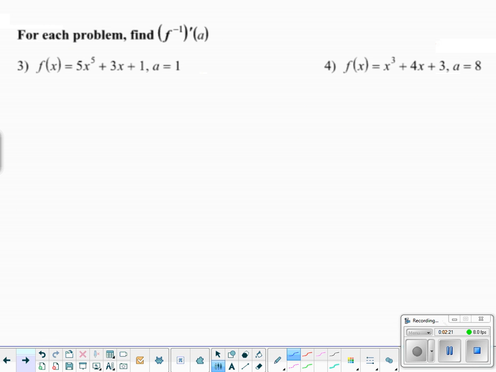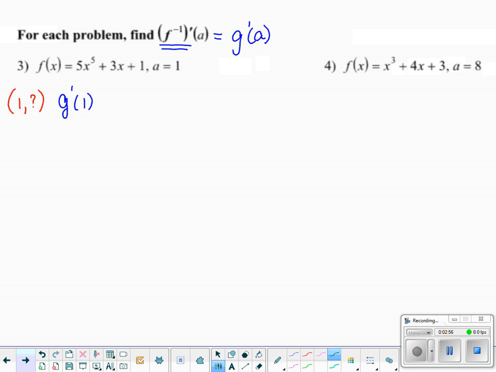Problems 3 and 4 says to find the inverse derivative at a. All right, so I want the inverse. Sometimes we've seen this referred to as g prime of a, where g is the inverse of f, and whichever way you like to look at it. So I'm really looking for g prime of 1. I'm going to use g just because it's a little easier to write. G prime of 1. Well, that gives me an ordered pair for g of 1 comma I don't know.